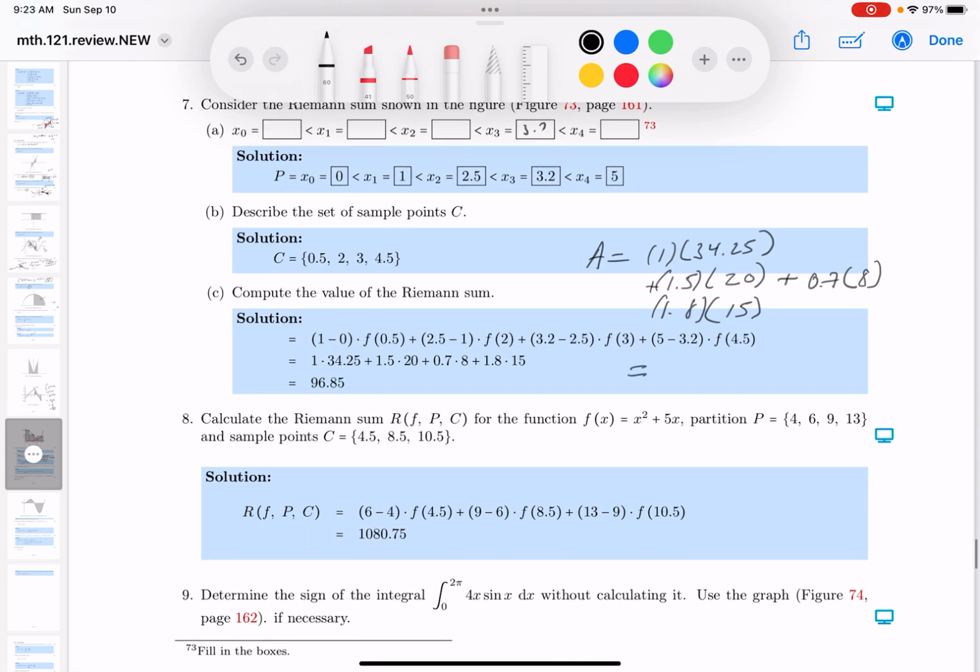I'm going to say the first one, 1 times 34.25 is 34. Whoops, I made a mistake there. It's 34.25. I mean, relatively simple. Now I want to do the 1.5 times 20. Well, that's going to be 20 plus 10, which is 30. Relatively simple. The next one is 0.7 times 8. Well, think about it. 7 times 8, 56. All right, so it's 5.6 now. I'm going to write it as 5.60, by the way. And then I'm going to do the 1.8 times 15.